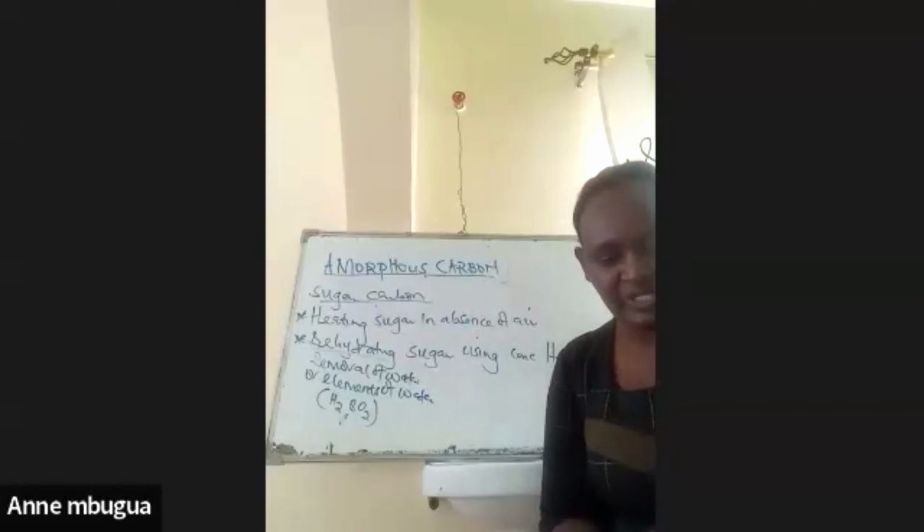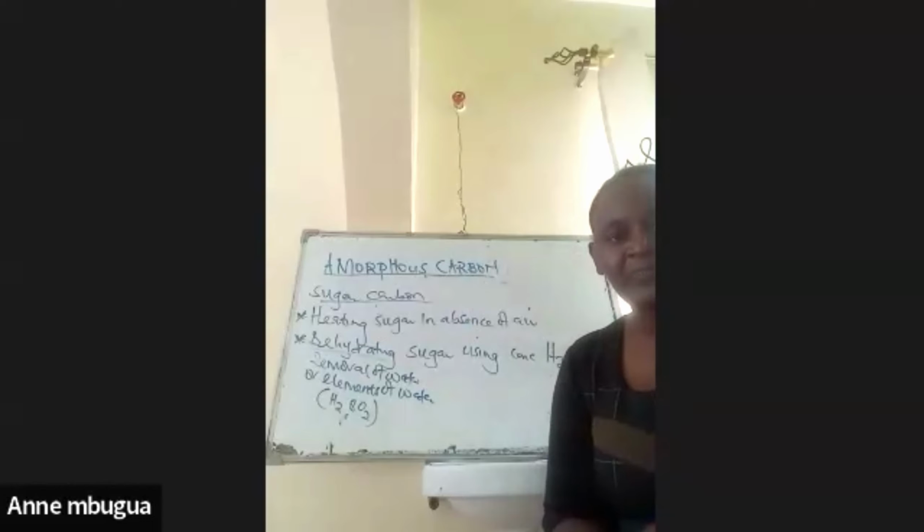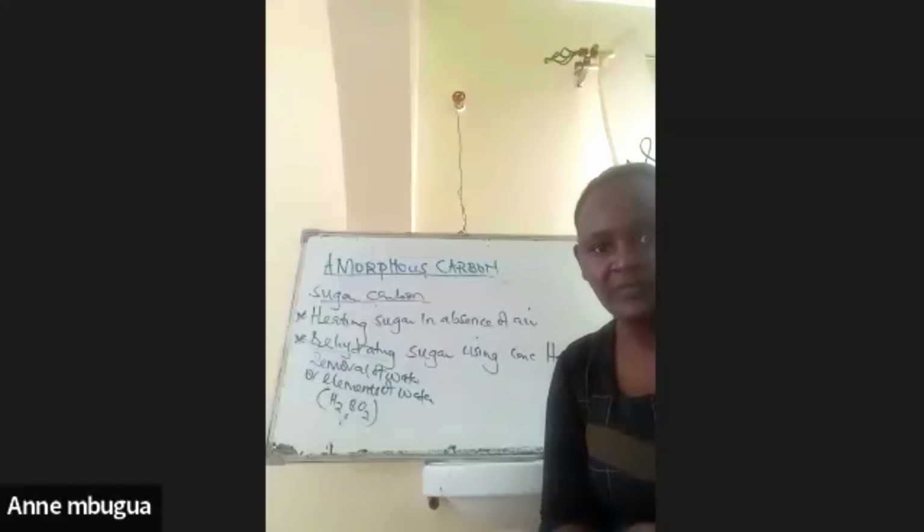The second question is, give two allotropes of carbon. Next, state two properties of one of the allotropes of carbon you have mentioned above.